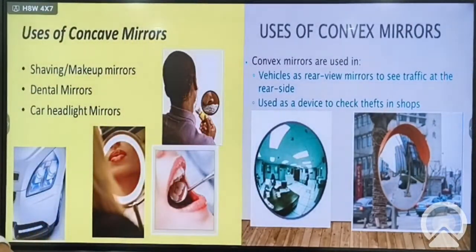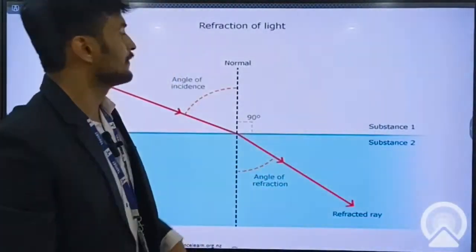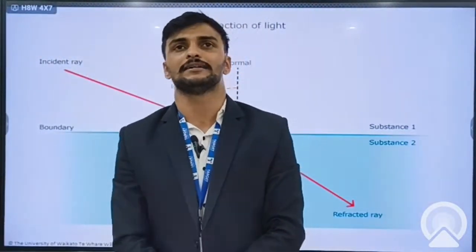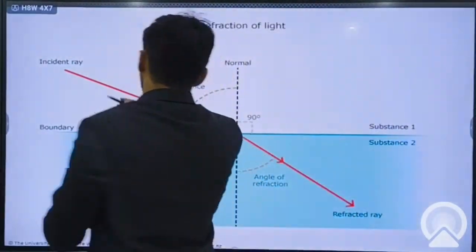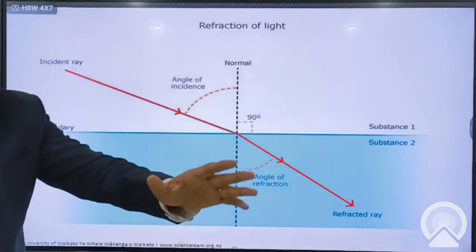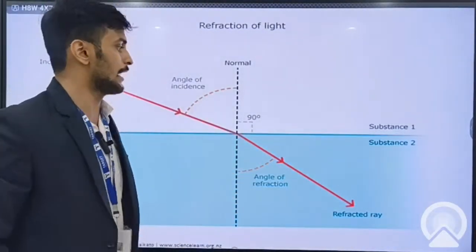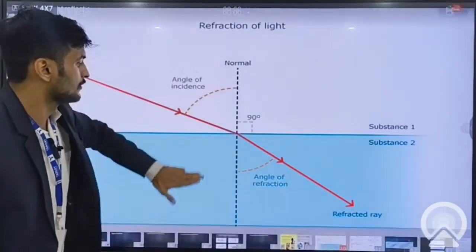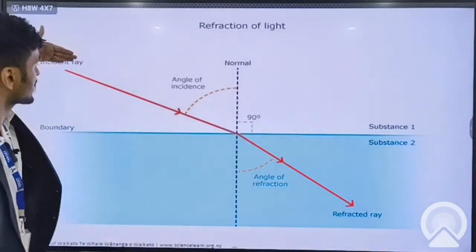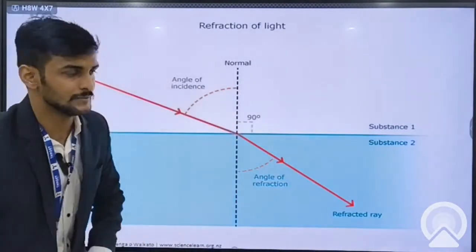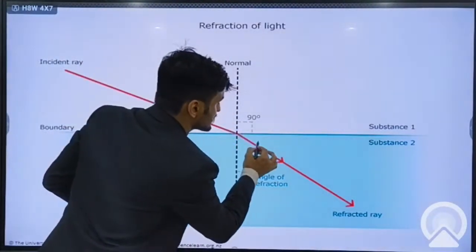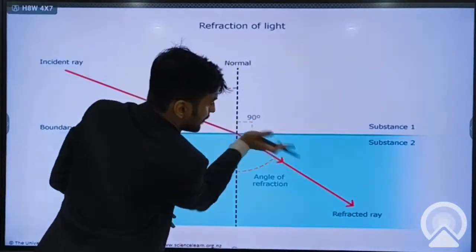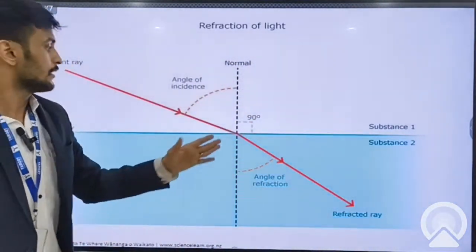Okay, so next topic, that is refraction of light. Refraction is very simple, that is bending of light when light is traveling from one medium to another medium. Here suppose this is air, this is water, and light is going to travel from air to the water. You can see the light must go like this, but there is a small bending. This bending is called refraction.